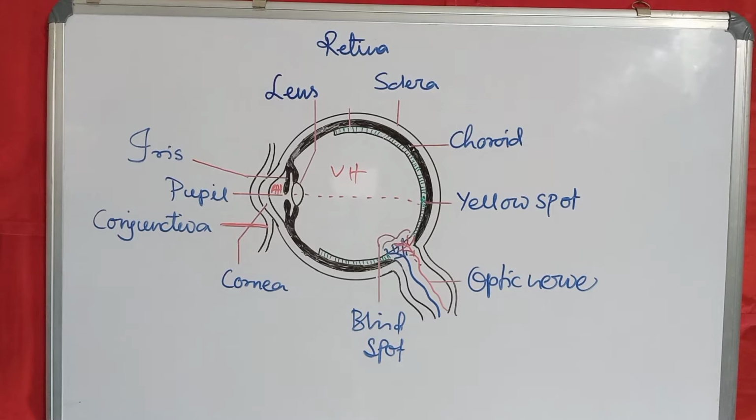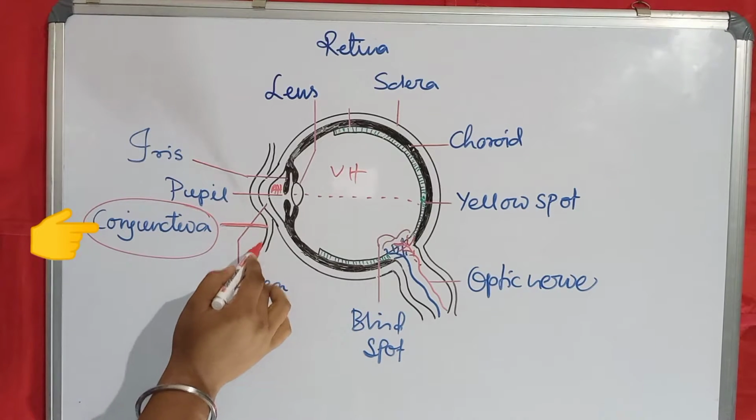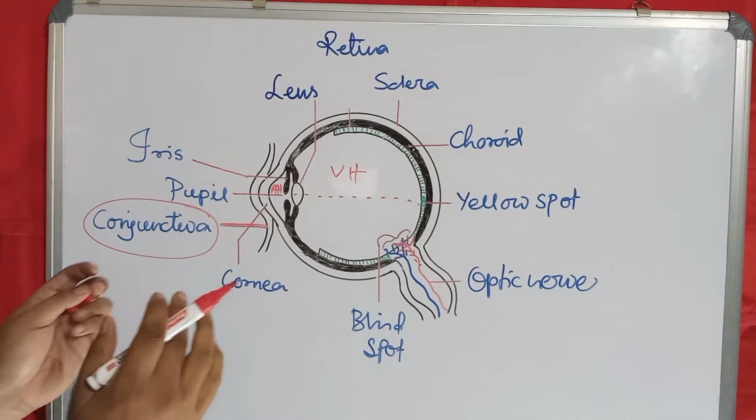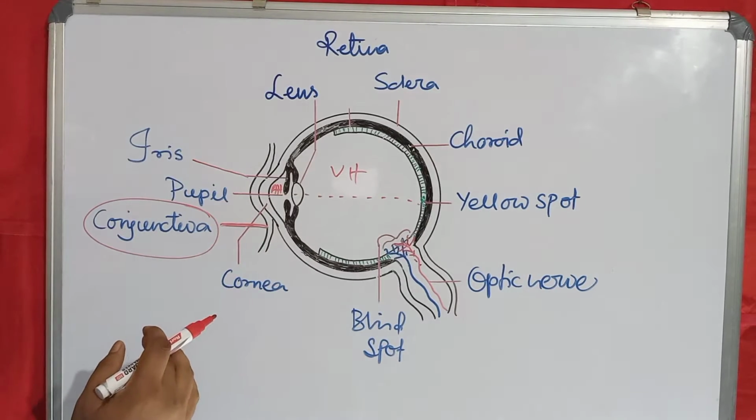As you can see, this is the structure of a human eye. Now, from the outside, let's know about the parts. From the most outside part, it is the conjunctiva. This is not actually a part of the eyeball, but it is the outer protective layer, where we can see the problem of conjunctivitis.